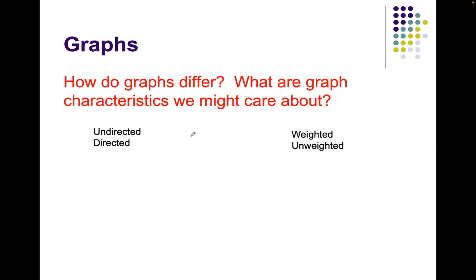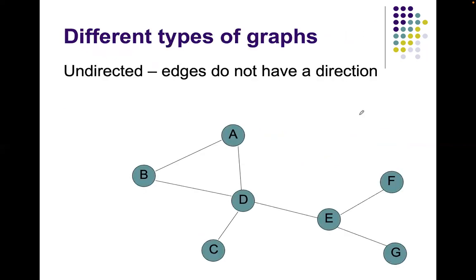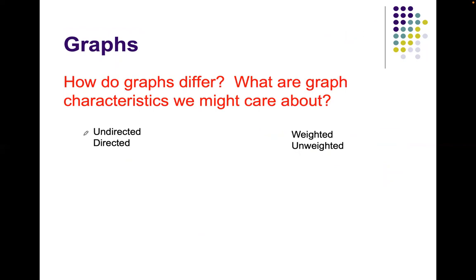So we can have different types of graphs. How are different types of graphs going to look, and how are we going to make categories between them? What are the graph characteristics that we might care about? So we can have an undirected graph, or we can have a directed graph. So one categorization is undirected graphs and directed graphs. Another category can be based on the weight of each edge. So we can have a weighted graph or an unweighted graph. Let's see how they are going to look.